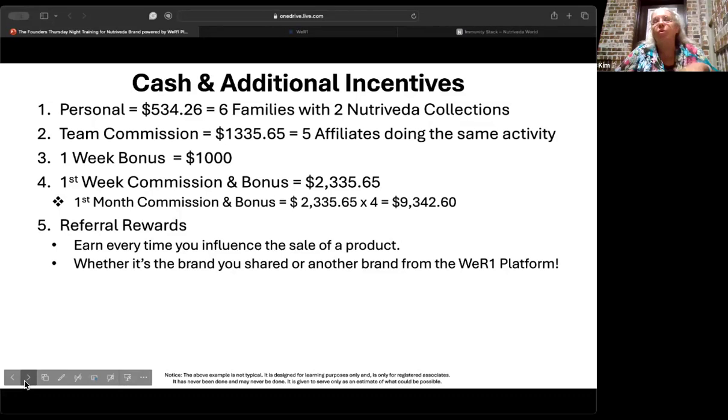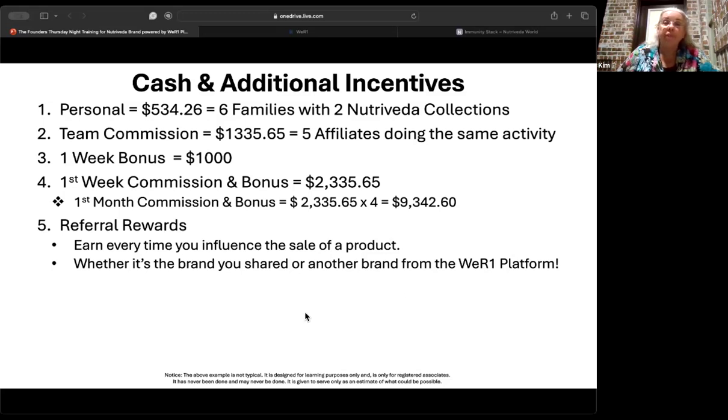Okay, so how this works is, Dr. Jana shared with you earlier and showed all these amazing companies that are also on the We Are One platform. Now, these products are all top quality, just like the Nutraveda collections are. And so when you use, share, consume, and you have other people who buy product, the platform also pays you when individuals have purchased items from the other companies as well.